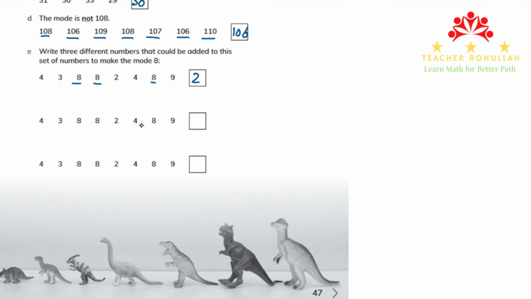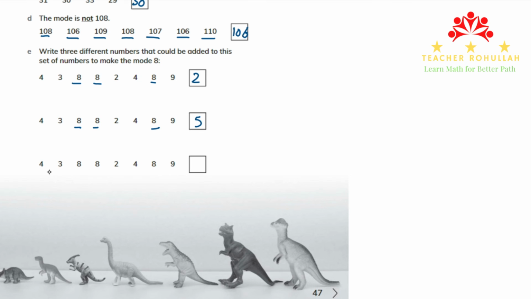Here we cannot use 4. If we use 4, the mode will be 8 and 4. But we can use any other number. If I write 5 here, then the mode is 8 because we have 3 8s out here. Well, this one is also done.